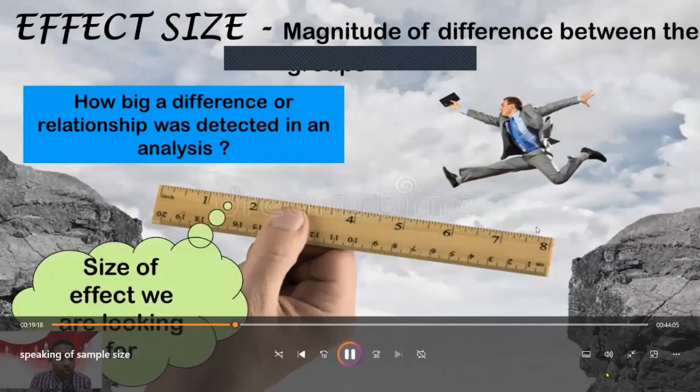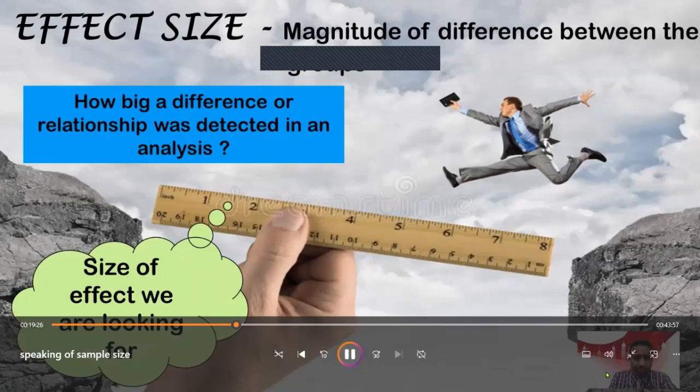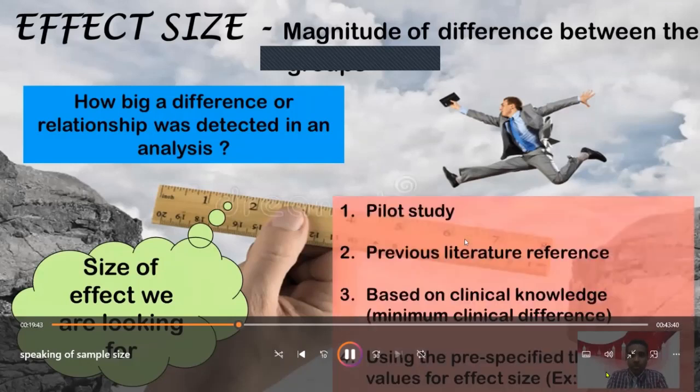Now, we are going to look for the effect size rather than the statistical significance. We are going to look into the magnitude of the effect size. How big is the difference between the two groups? So how are you going to calculate this effect size?